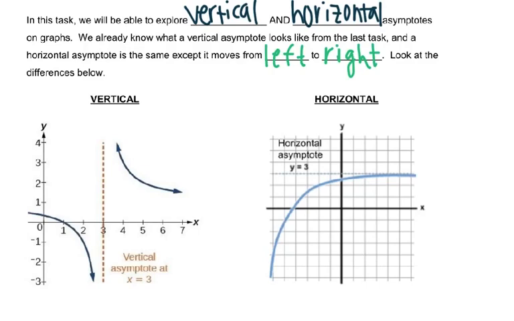So we can see the vertical asymptote is what we were doing last task, and it's that up and down line, and we denote it with x equals and the number that it goes through, right? Now a horizontal asymptote, we can see goes from left to right, it's a straight line, and it is actually denoted with y equals a number.